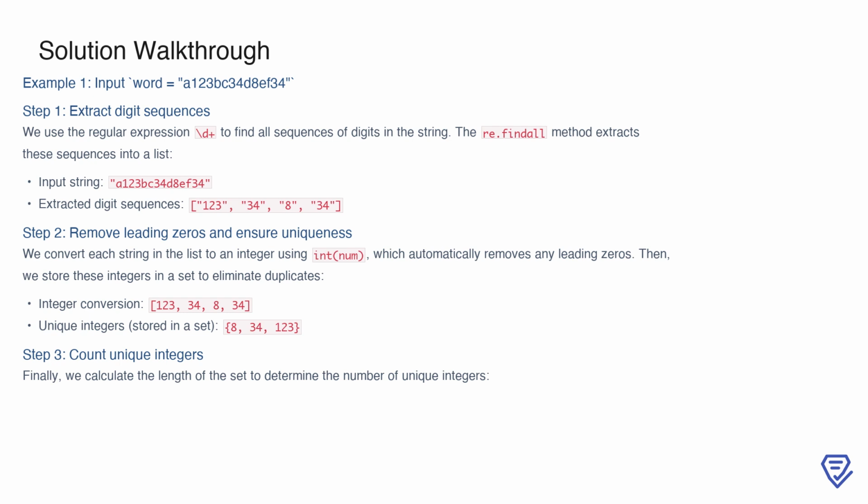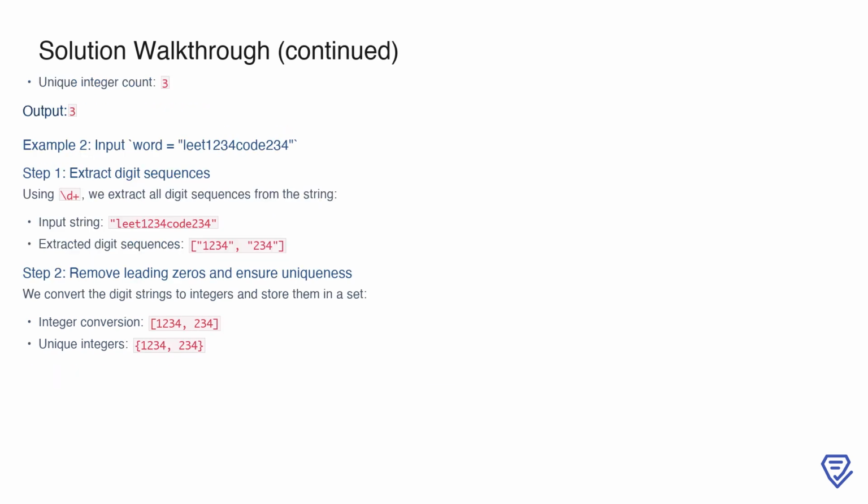To eliminate duplicates, we store these integers in a set, resulting in 8, 34, 123. Finally, to determine how many unique integers are present, we calculate the size of the set. This gives us the count of unique integers, which is 3. The first example concludes with a unique integer count of 3, which is also the output of the function for this input. Now, let's move on to a second example with the input string word equals LeetCode1234code234.